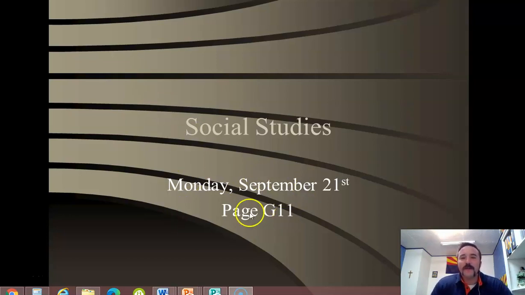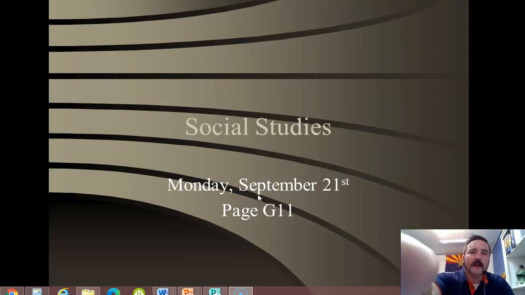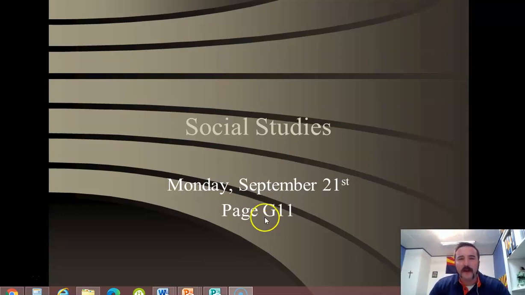Monday, September 21st. I know this is kind of a weird page number, but we are on G11, which is towards the very beginning of the book. There's about 15 pages that have a G in front of them. That's just where we're at. Why it's numbered that way, I don't really know, but it is. But we're focusing on a few of those pages to really learn about our map study, which is going to help us for the rest of our social studies unit.